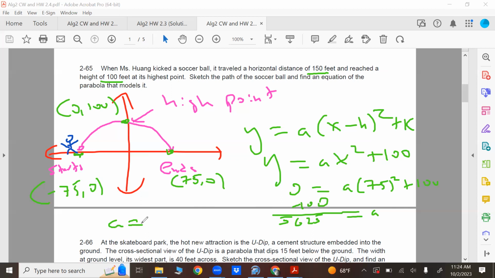Negative 0.017? Yeah, I like that. Good. Yeah, we'll do like 4 decimal places. So the final answer will be this. I'll put up top in dark blue. Y equals negative 0.0178 x squared plus 100.